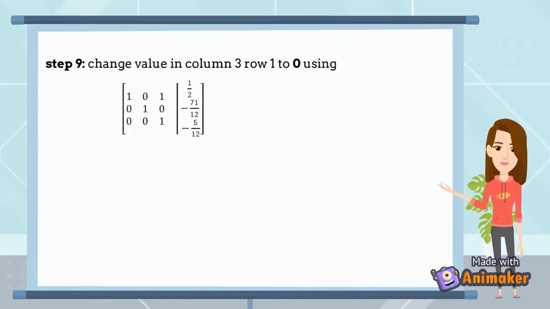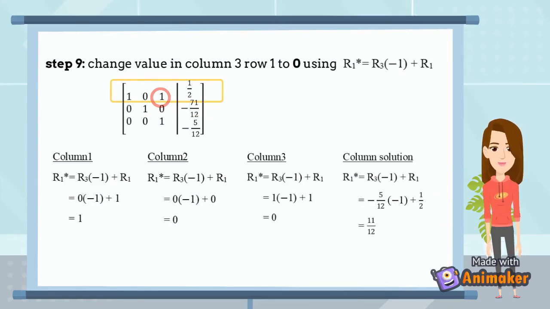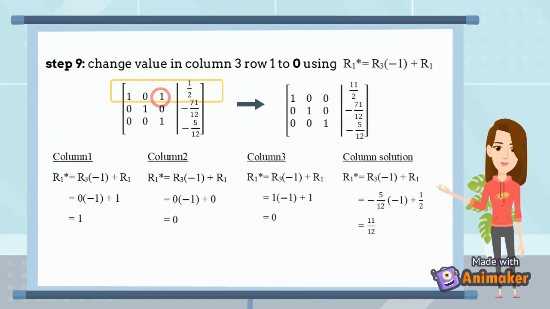Step 9. Change the value in column 3, row 1, to 0 by using the value in each column of row 1 and row 3, then substitute in R3 multiply -1 plus R1. You will get 1 for column 1, 0 for column 2 and 3, and 11/12 in the column for solution. Then, update the value in the matrix.